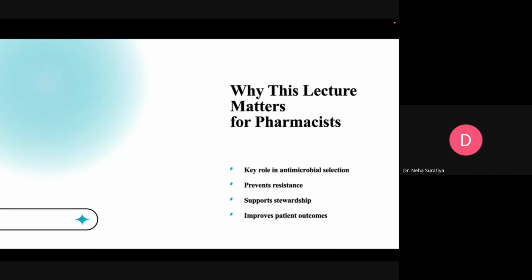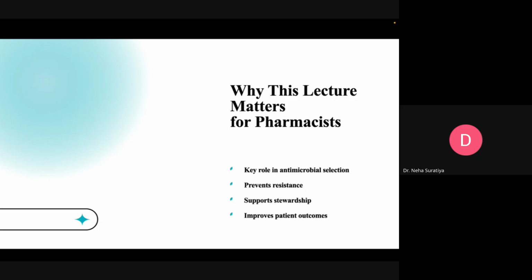So why does this lecture matter for pharmacists? Pharmacists have a key role in the selection of antimicrobials. They are preventing resistance, as I already gave you an example to understand this sentence. They are supporting stewardship. Stewardship means right drug, right dose, right duration, right indication. Stewardship generally means monitoring of antimicrobials, guys. And stewardship has the goal of rational use of the drug.